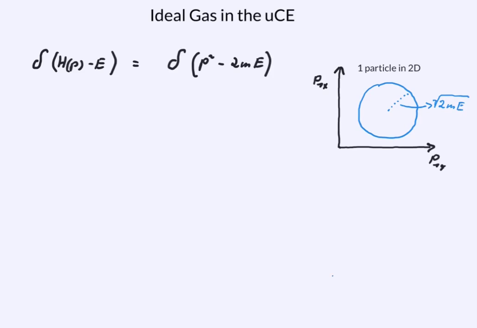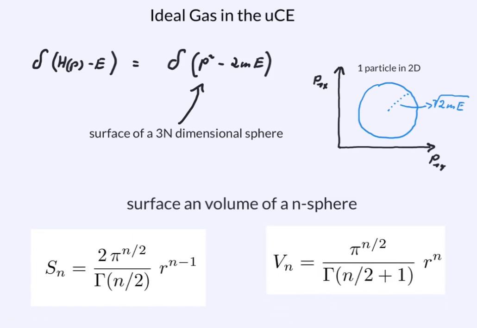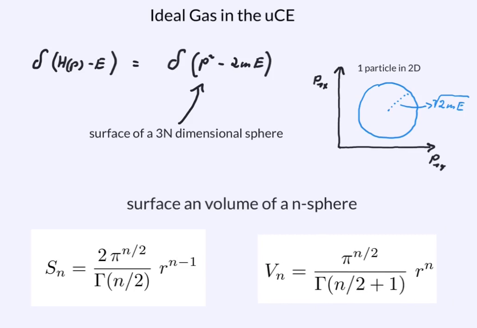Now it's easy to further extend this view. Hence, the delta function of p squared minus 2mE solely describes a surface of a 3n dimensional sphere. The surface and volume of an n-sphere you can read up, for example, on Wikipedia. What you will find is that the surface of the n-sphere is given by 2 pi to the power n/2 divided by gamma of n/2 times the radius of the sphere to the power n minus 1, one dimension lower than the volume of the sphere.